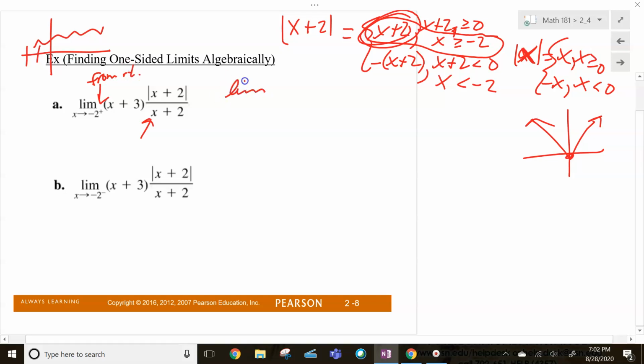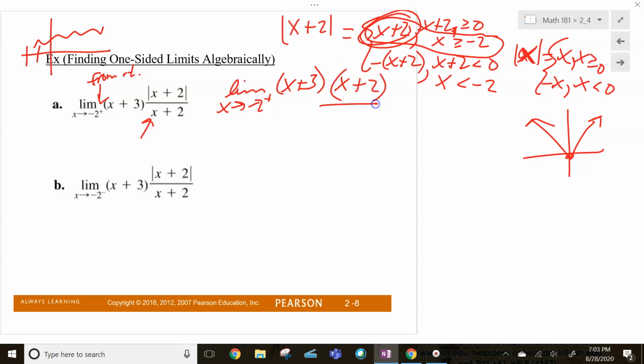So this becomes limit x goes to -2 from the right, x plus 3 times, I can now drop the absolute value and just use regular x plus 2. And notice, it simplifies, so it behaves like x plus 3, and now I can substitute the -2 in. So -2 plus 3 is 1. So it approaches 1, but now I have a function that behaves exactly like it, since I simplified it, and I can substitute it in.